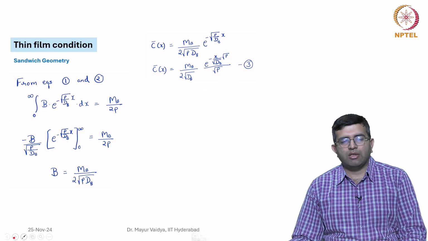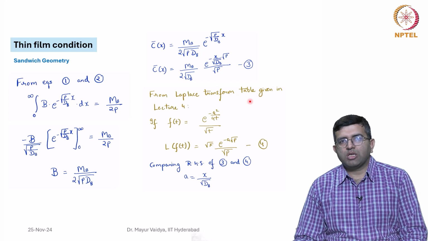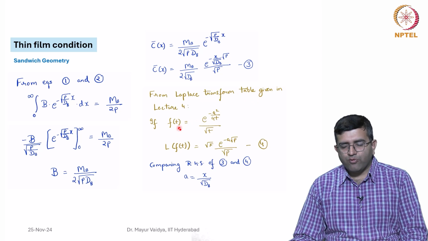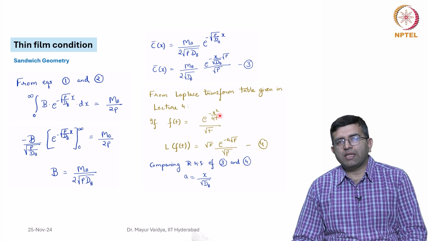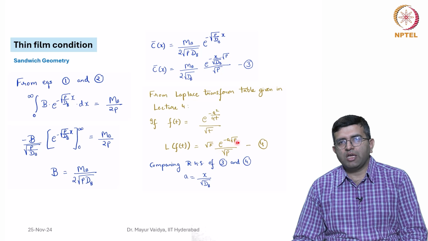Why I did that is to tell you that if you refer to the Laplace transform table given in lecture 4, you will see that if f of t is e power minus a square by 4t by root t, then the Laplace transform of that is equal to root pi into e power minus a root p by root p. What I have here in this solution is this form.